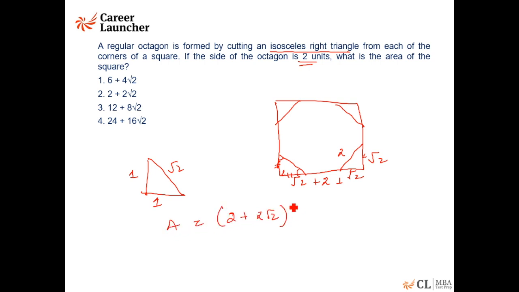So area should be the square of this. a square plus b square plus 2ab. 2 to the 4 is 4, plus 2 into 2, 8. 2 times 2 times 2 root 2, 8 root 2. Which is 12 plus 8 root 2. Okay. The key thing out here for me was it's a 45, 45, 90 right triangle. Please don't waste your time. The ratio of sides is 1 is to 1 is to root 2.